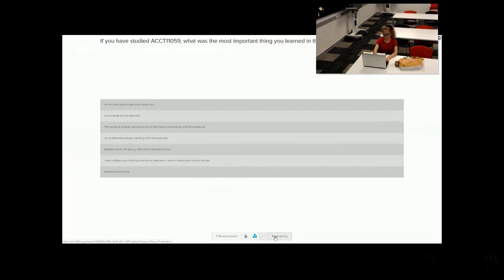How to restate financial statements, because that was an important thing to learn, and we repeat it again in this unit. So how to restate our financial statements. And again, this links back to the other comments about being able to differentiate between the operating and financing activity, as well as looking at the financial statements in terms of operating and financial activities. And the last comment I have here is that the most important thing they learned was the basics of accounting. But tell me what the basics of accounting are. What's the basics of accounting?